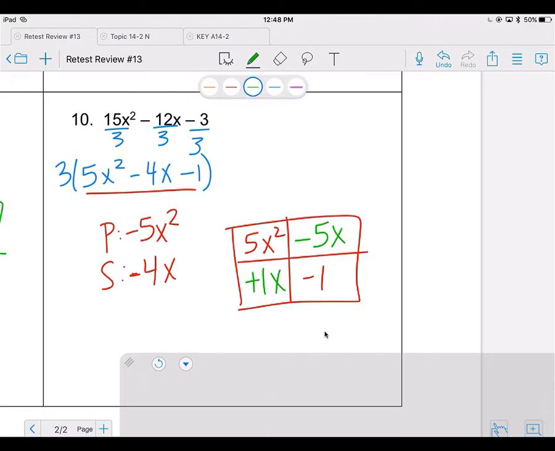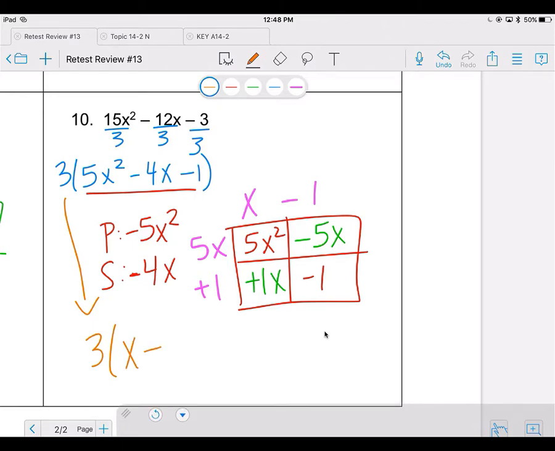Negative 5 times 1 is negative 5. Negative 5 plus 1 is negative 4. Look at my GCFs. 5x squared and 1x share an x. Negative 5x and negative 1 share a negative 1. 5x squared and negative 5x share a 5x. 1x and negative 1 share a 1. So my answer is my GCF, x minus 1, 5x plus 1.